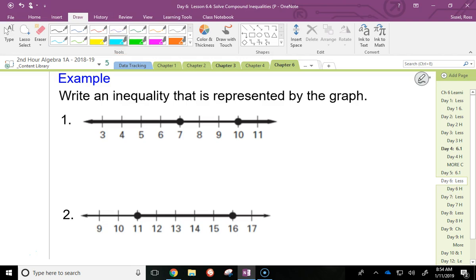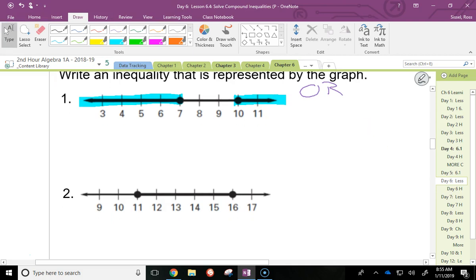So the first thing we have to do is decide, is it going to be an and or an or? When I look at here, this is shaded, this is shaded. Raise your hand. Is this an and or an or inequality? Aiden? It's an or. Good. So I know it's an or, which to me is easy then. I just have to write two of them.